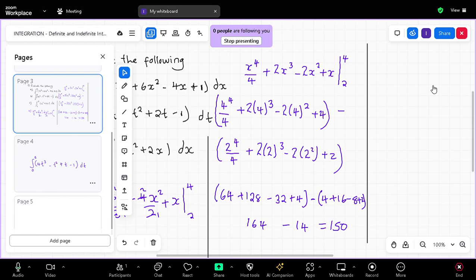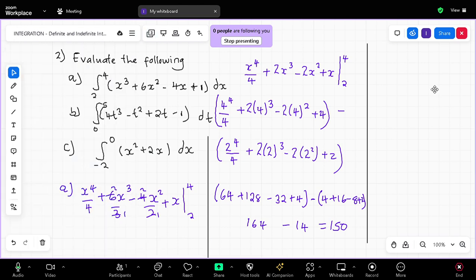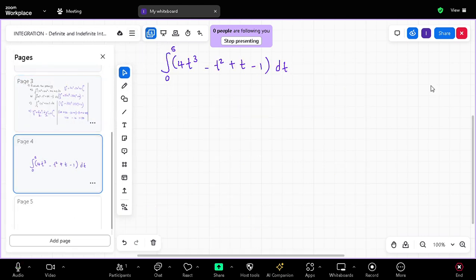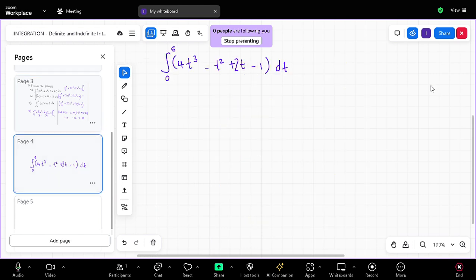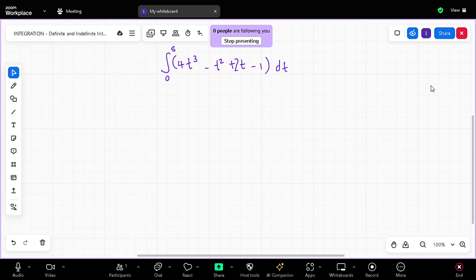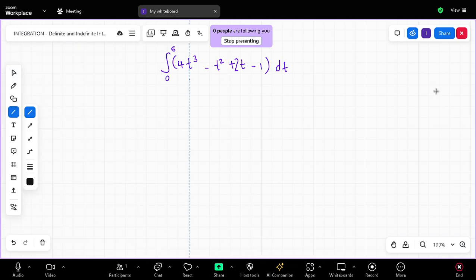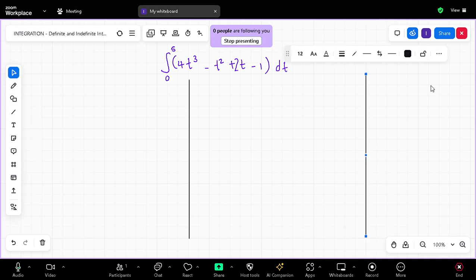That is 4t cubed minus t squared plus 2t. That should be 2t, then plus 2t minus 1 with respect to t. Now, this is going to be something very easy to solve. This kind of knowledge is going to help you in the coming years.